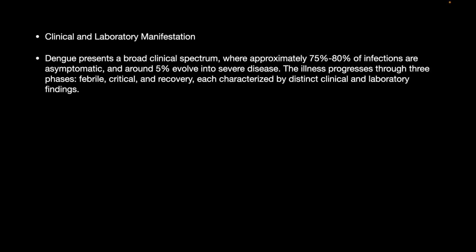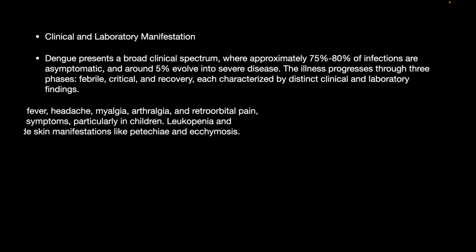So, what are the clinical features of dengue? First is the clinical and lab manifestations. Dengue presents as a broad clinical spectrum, with 70 to 85% of the infections being asymptomatic, while 5% evolve into a severe disease. The illness progresses through three phases: the febrile, critical, and the recovery phase.